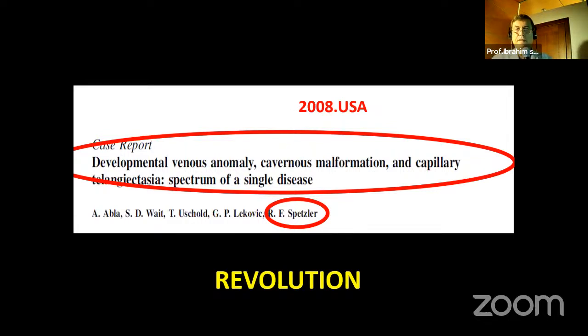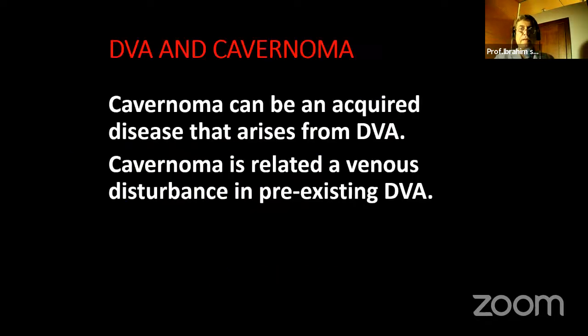A paper by a specialist says this: developmental venous anomaly, cavernous malformation, and telangiectasia are a spectrum of a single disease. Which means that maybe cavernomas are not congenital after all. Maybe they develop later in life in the area of the DVA. So cavernoma can be acquired. This is important for the insurance companies. They say we don't treat cavernomas because it is congenital. I tell them you cannot rule out that those are acquired because of this paper.